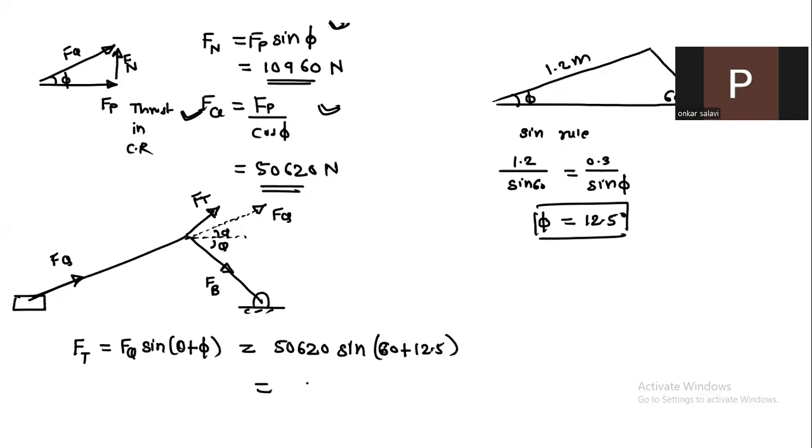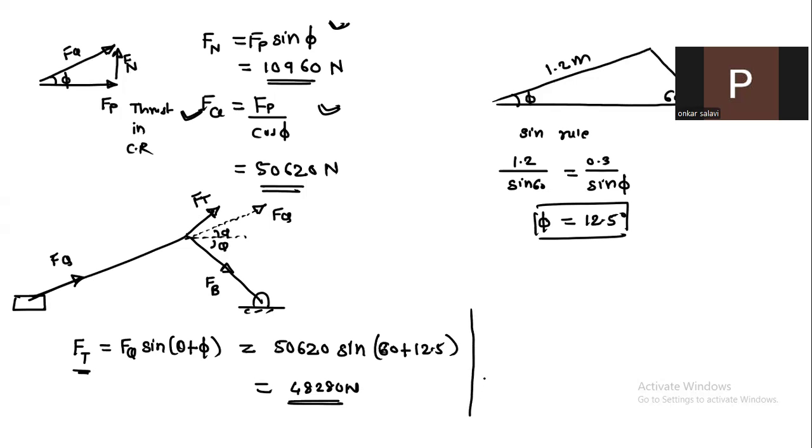Okay. So if you solve this, then you will get the value for Ft as 48,280 Newton. Okay. So to calculate this Ft, you remember this diagram. Just extend the Fq like this. Find out the perpendicular Ft and along AB by basic resolution. Okay. So this is the Ft.